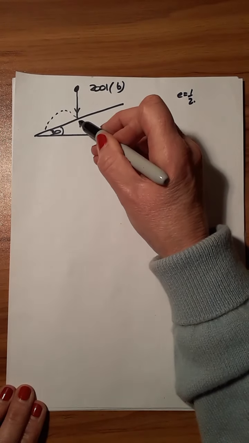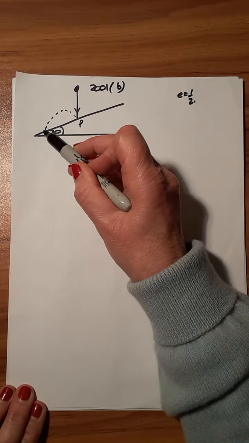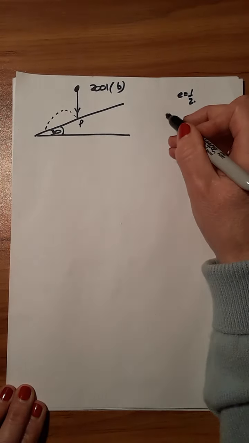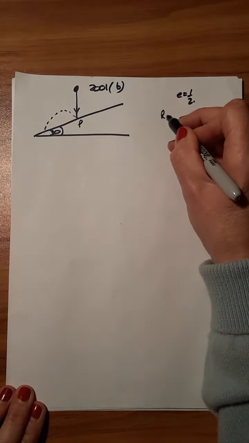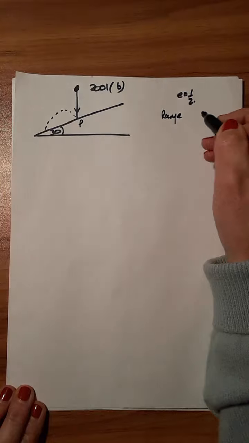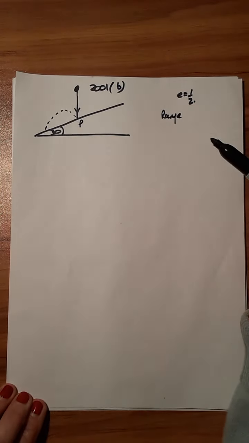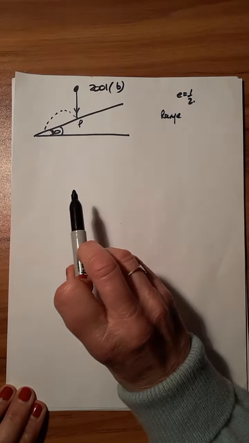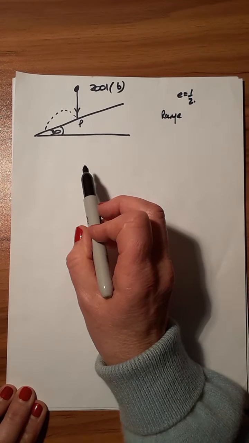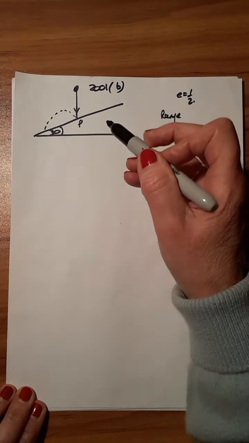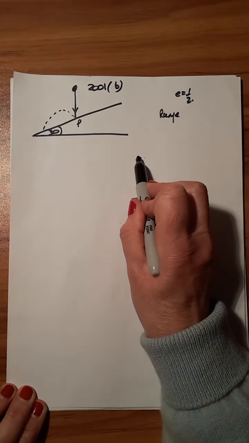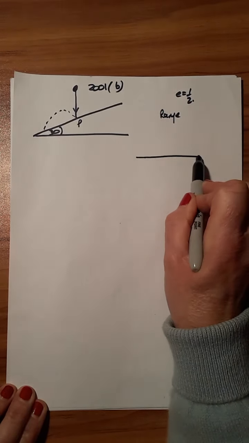So this is position P. How far from P is the ball's next point of impact? So really what you want to find is the range from P. So once the ball strikes the plane at P, what's the range after that? Okay, so what I'm going to do is, first of all, turn that plane around so I've got some kind of a velocity to work with.